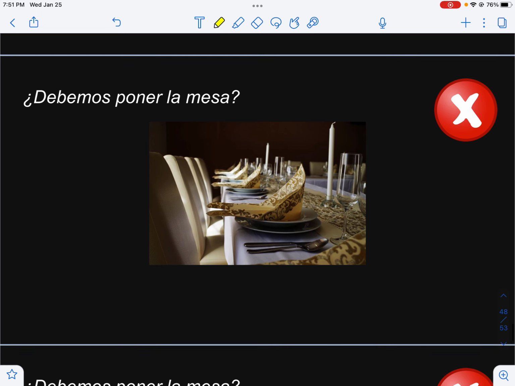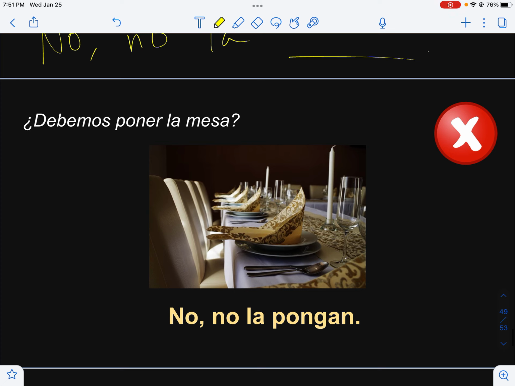Okay. Debemos poner la mesa. No, pronoun, verb. La mesa. No, la pongan. Look at that, irregular. All right, irregular, yo. Don't. Should we set the table? No, don't set it.